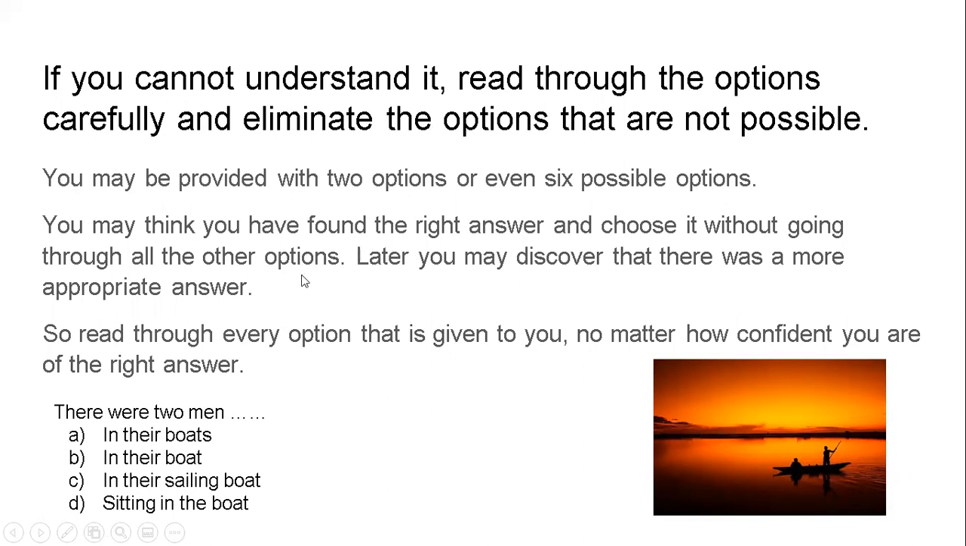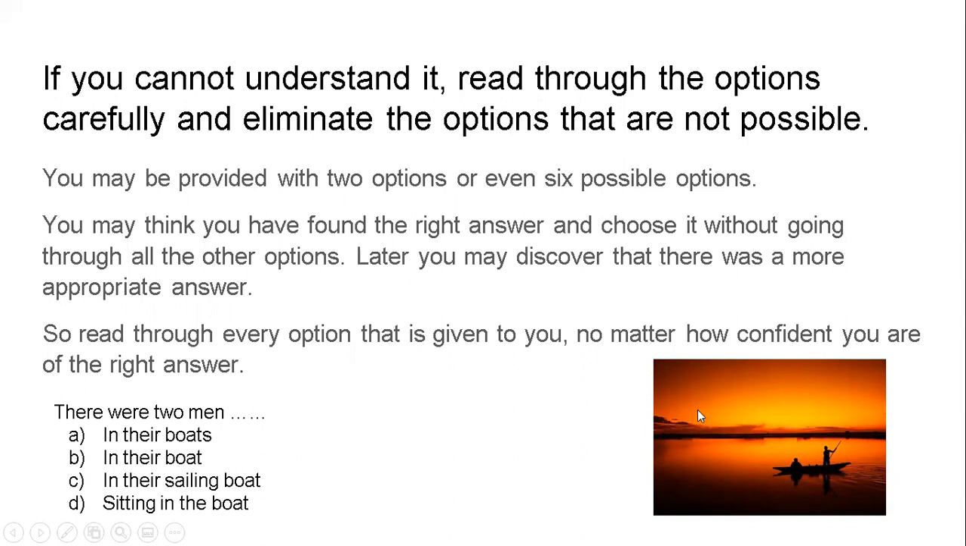Like I showed you over here, what I tried to say was options can be very similar to each other. So don't just look at the first possible option and say, yes, yes, yes, there were two men in their boats. Correct, tick it. Don't do that. Read through every single option and see which is the most correct. I'll go through it with you. Let's see if you guess the right answer. There were two men in their boats. Boats meaning more than one boat.